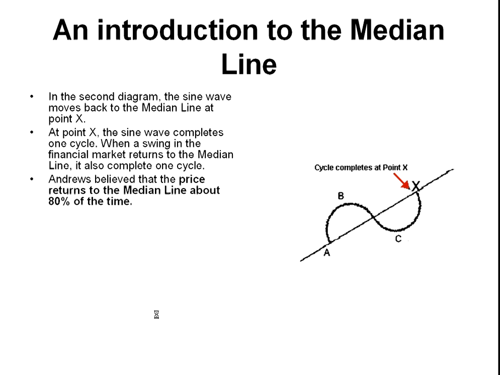More importantly, Alan Andrews, who was an MIT student, developed this theory a lot further. Being an engineering student, he was a statistician at heart, and he did some statistics on this. They reckoned that price returned to the median line about 80% of the time. That's a very, very powerful principle. For those of you who may not understand the implications of that just now, we use this every day in the room, and you'll be fascinated, intrigued, and absolutely amazed at how accurate this work actually is.